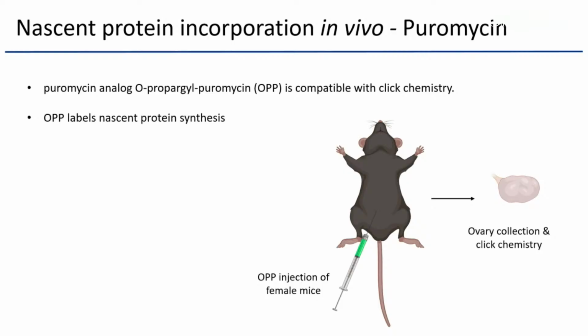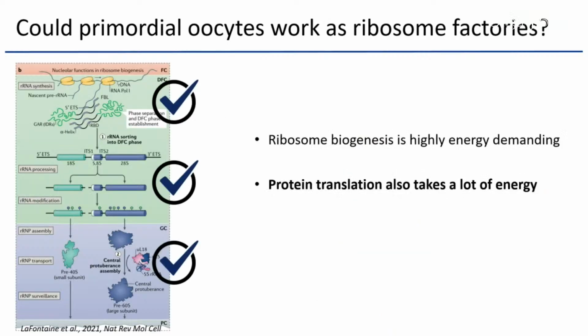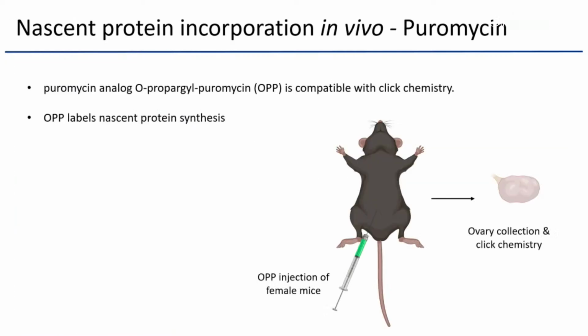Now, protein translation also takes a lot of energy. They are doing ribosome biogenesis. Are they also translating? So we checked translation in the oocytes by injecting OPP, which is a puromycin analog, and can also be visualized in microscopy with the same method as before.